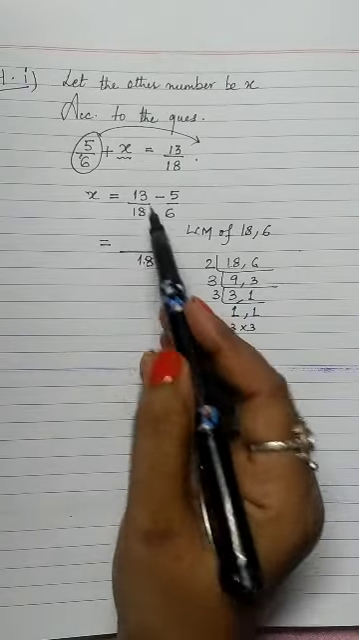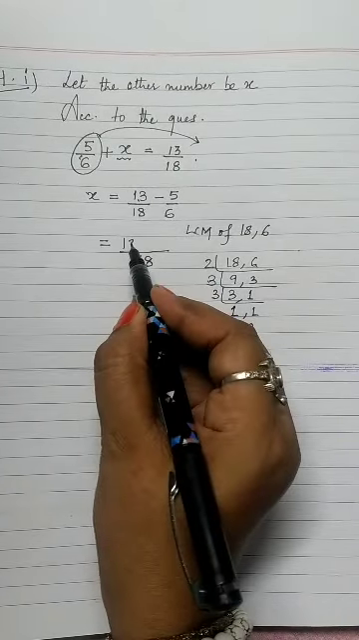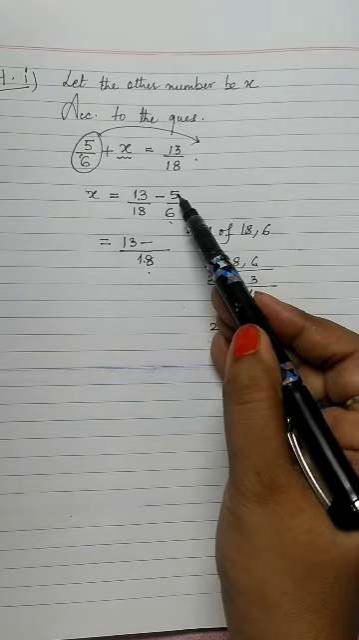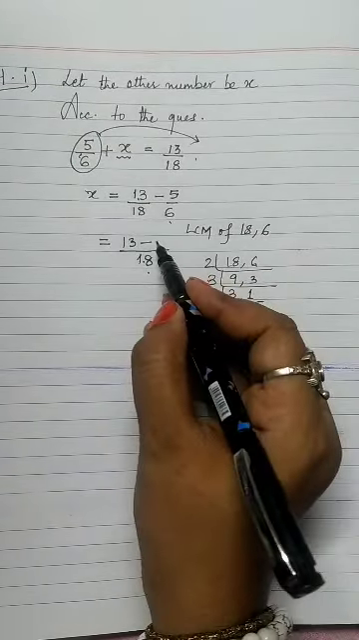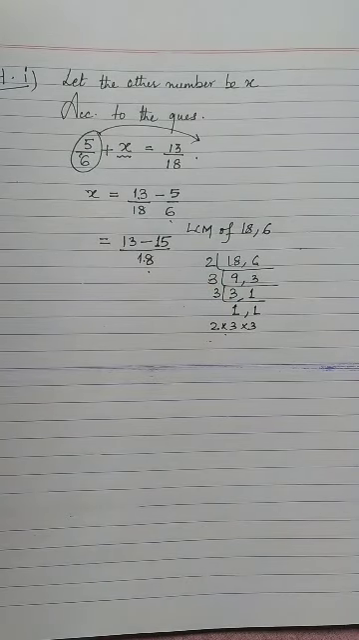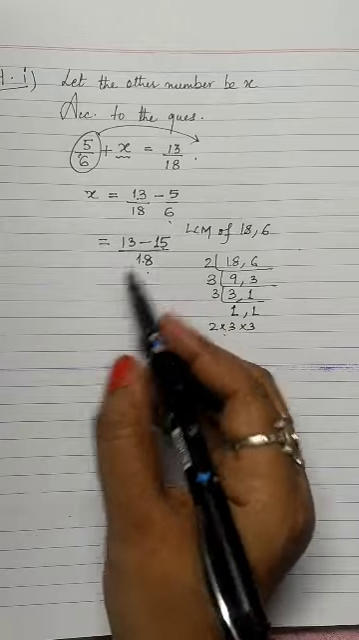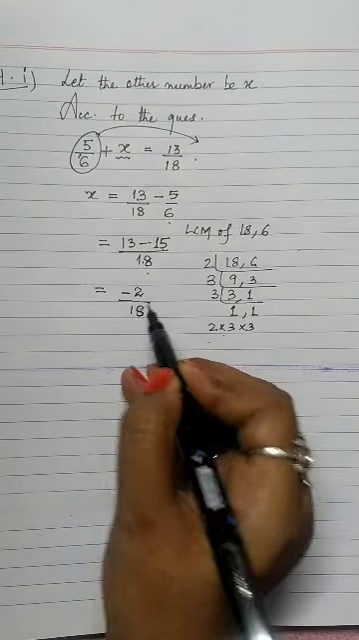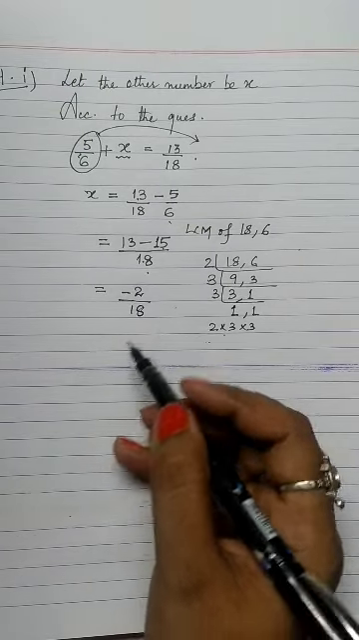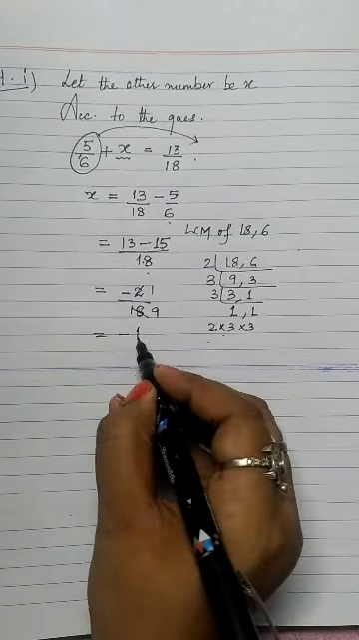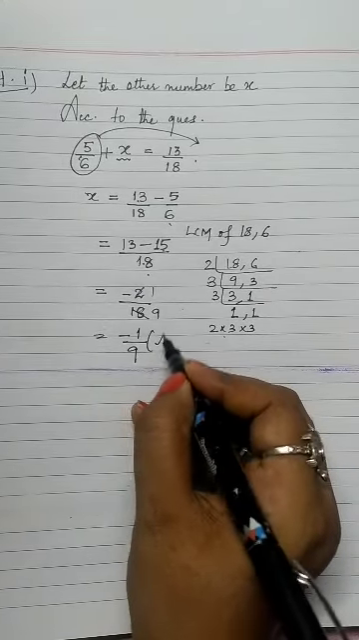Now 18 1s are 18, 1 into 13 will give you 13 itself, and 6 3s are 18, so 3 into 5 will give you 15. So 13 minus 15, the greater number is in negative sign. So 13 minus 15 will give you minus 2 upon 18. You can reduce it to the standard form. 2 1s are 2, 2 9s are 18. That is minus 1 upon 9 is the answer.